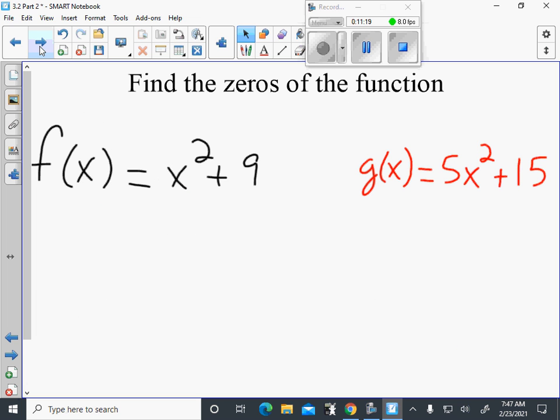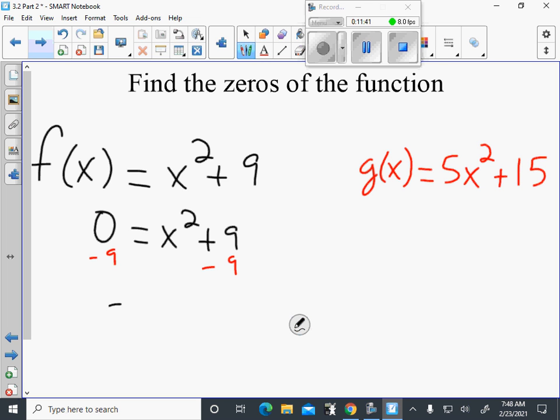Okay, this says find the zeros of the function. All this is taking f of x, saying that's equal to 0 equals x squared plus 9. Solve for x. Then we're going to subtract 9, we're left with negative 9 equals x squared. Take the square root. x is equal to, what's the square root of negative 9? Either positive or negative 3i.